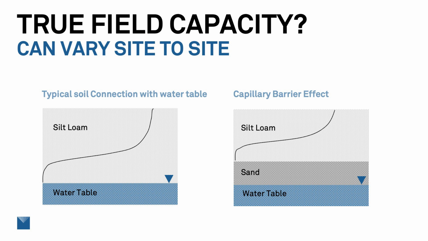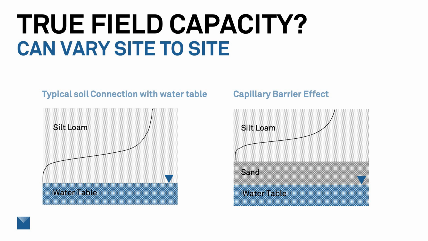And it's going to behave very similar to our water table example, where from there, as you move up, our water potential will begin to decrease. So essentially what this capillary barrier is doing is increasing the water holding capacity of the soil and shifting what that actual field capacity is.